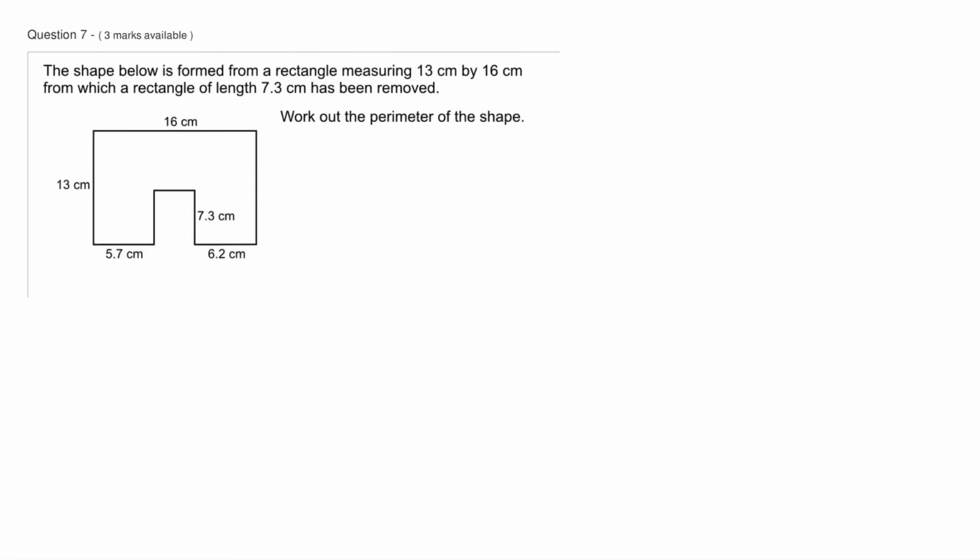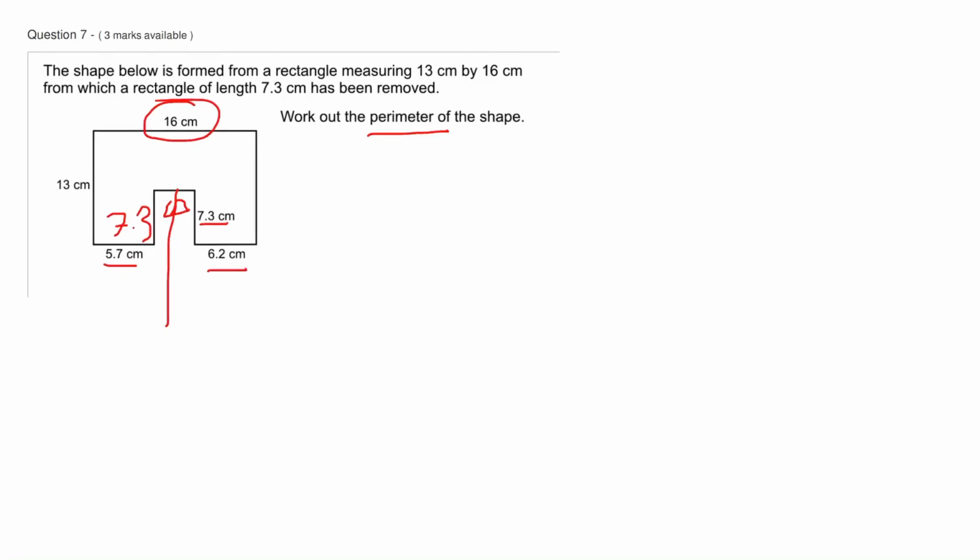And now moving on to the final question. You are given a shape and you are told what some of the sides are, and you are asked to find the perimeter. So this side is 7.3, therefore this side must equal to 7.3 centimeters as well. Now we have this side to find. We know that this side, add the missing side, must equal to 16 centimeters. So we can find what that missing side is.